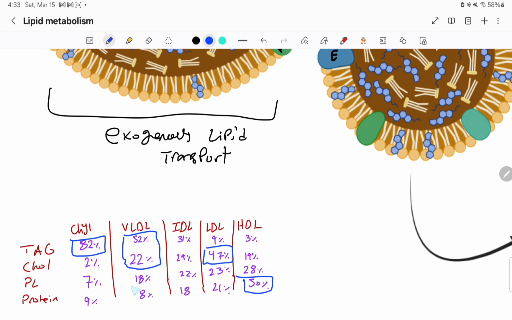What do you notice here? Do you notice how, as we metabolize downwards, the content of cholesterol is increasing from VLDL to IDL to LDL, and the content of triacylglycerols is decreasing? That has a reason.